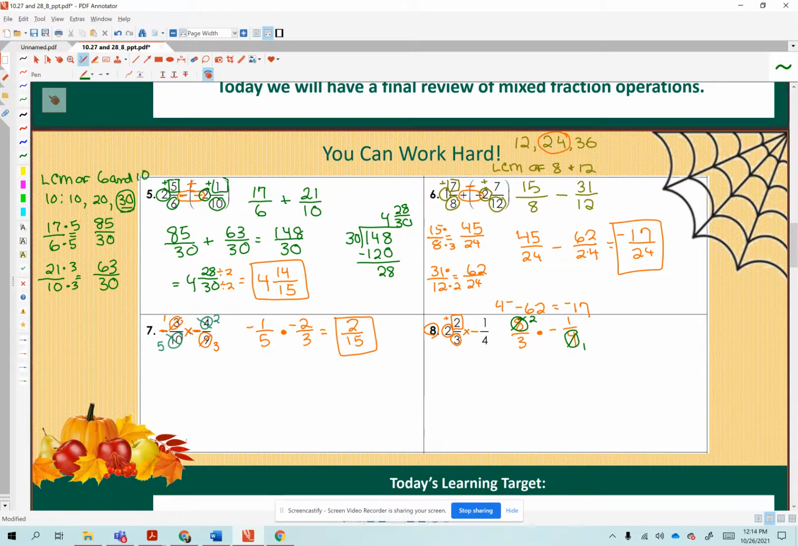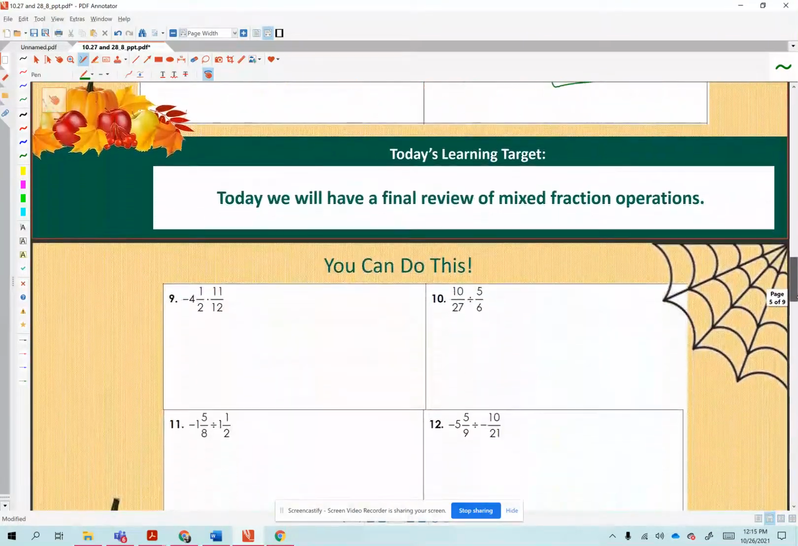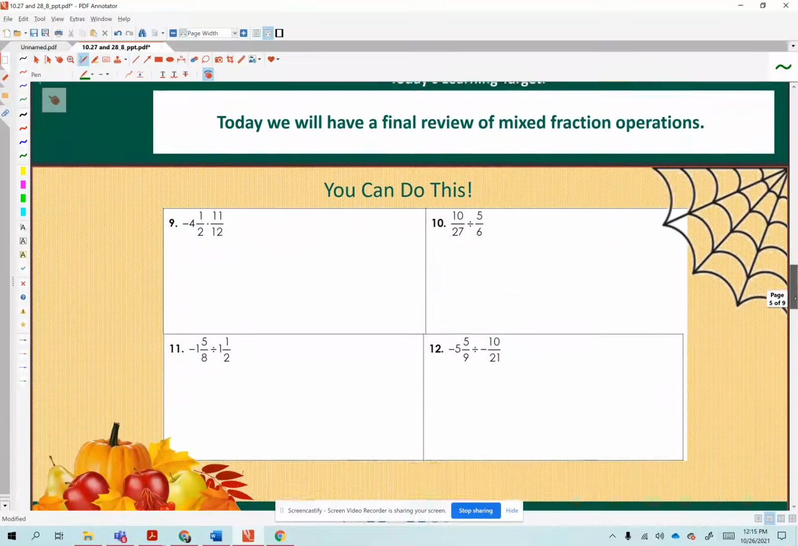So now I can rewrite this problem as 2/3. Look how much easier it's getting, times negative 1/1. And when I multiply 2 times negative 1, I have negative 2. When I multiply 3 times 1, I have 3. And that's the final answer. We cannot simplify that any further. So by taking this step here, we've made our work much easier. So let's go on to number 9 and 10, 11 and 12.